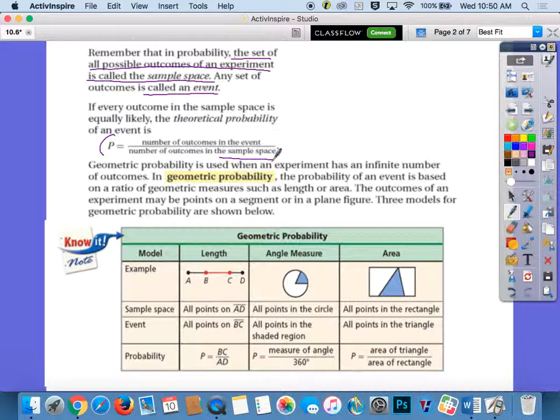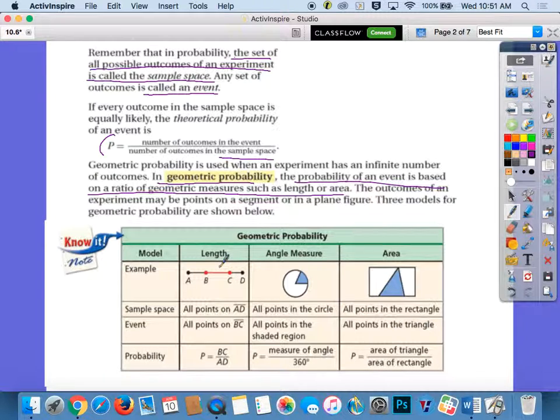Geometric probability is going to be the probability of an event based on a ratio of geometric measures such as length or area. So the first thing that we'll look at, and this is going to make a little more sense when we start looking at some examples in a second, are examining lengths on a line.